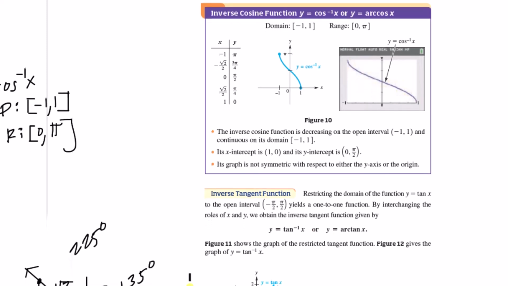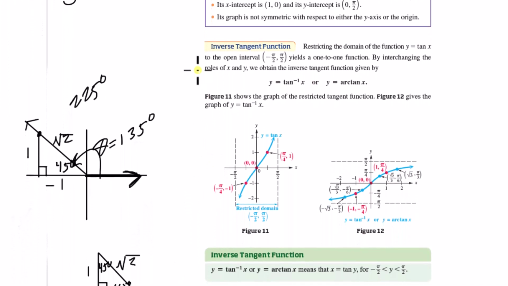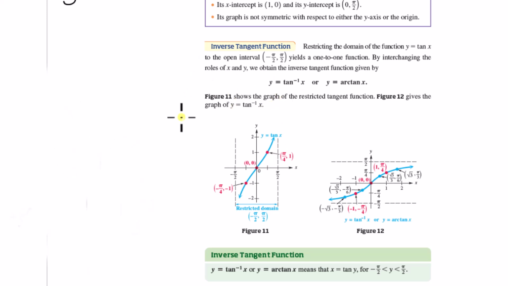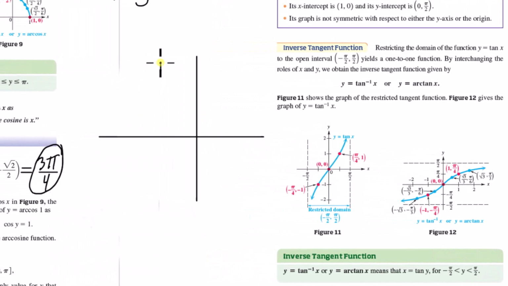Okay. Now, let's talk about inverse tangent. It's the same idea. It's a periodic function, so we're going to need to restrict the domain to make it one-to-one, and we're just going to pick the simplest domain restriction. So we know that tangent is like the base period that we would sketch.